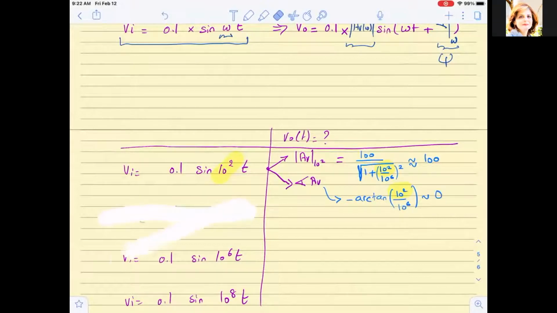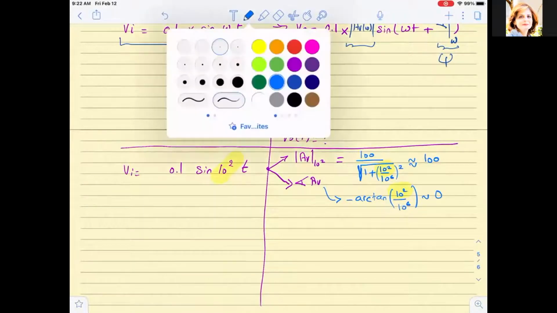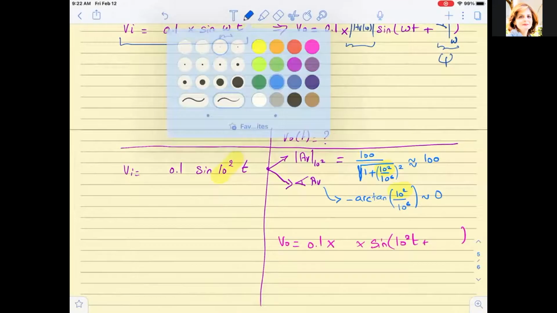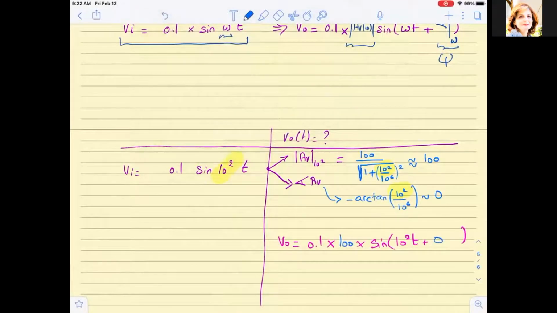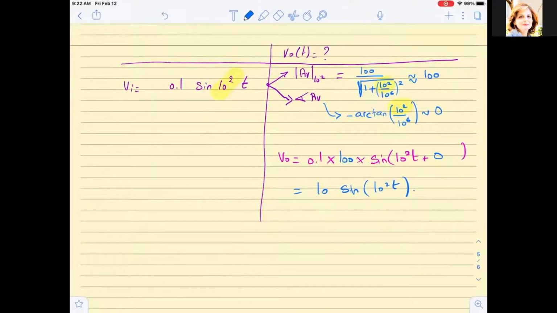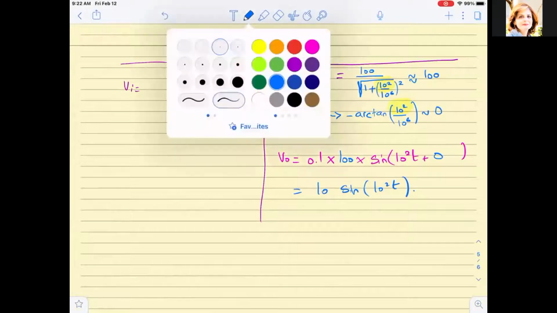And so if I want now to write my output signal, my VO is going to be equal to 0.1 times 100 times sine of 10 to the 2t plus phi. So this is going to be 0.1 times 100 plus 0, which is equal to 10 sine of 10 to the 2t. Okay, is that clear? Yes.